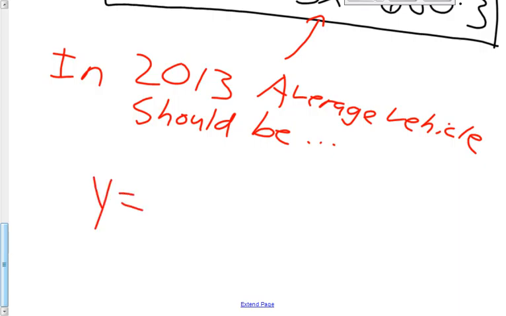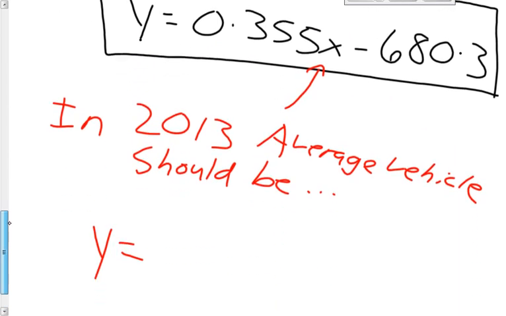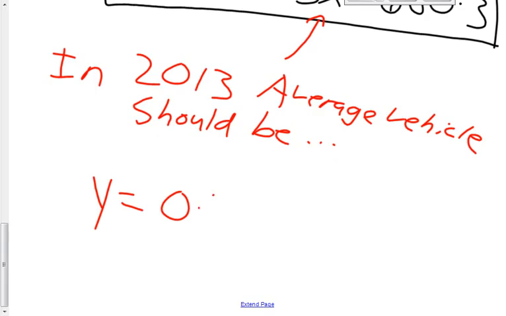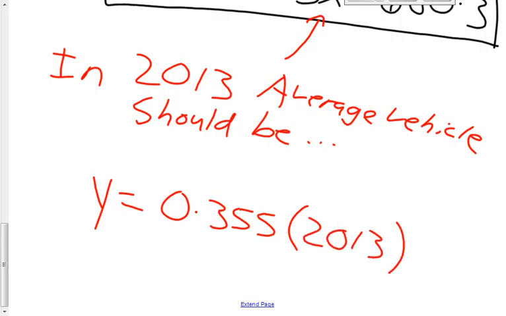y equals 0.355 times x, which x is now 2013. And then I'm going to subtract that 680.3.